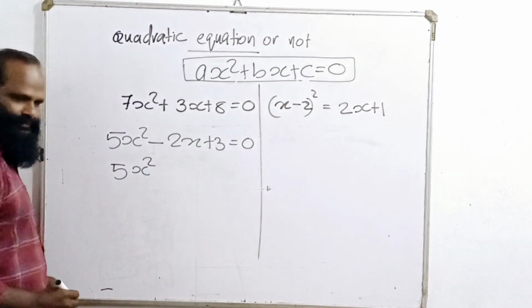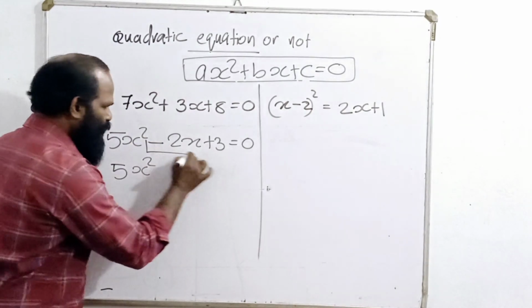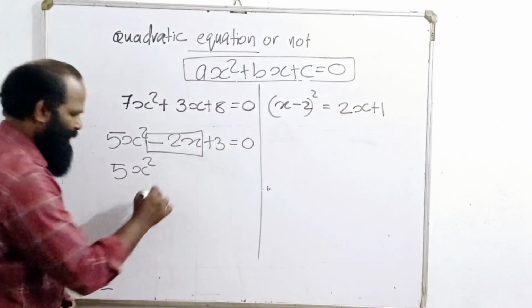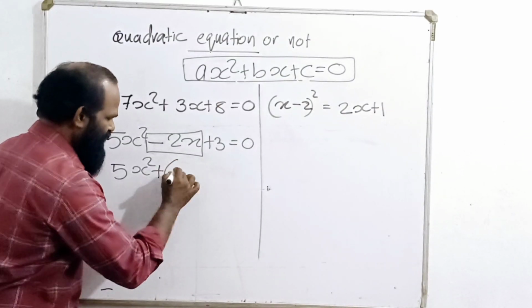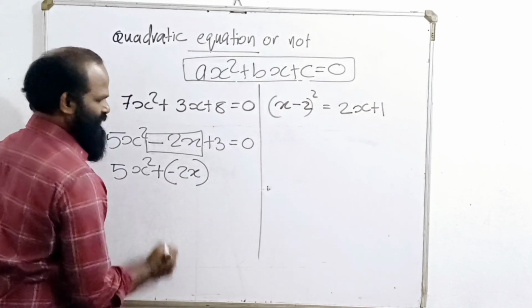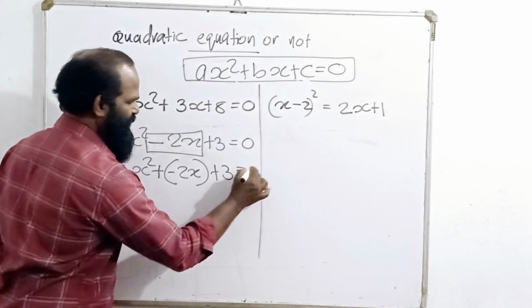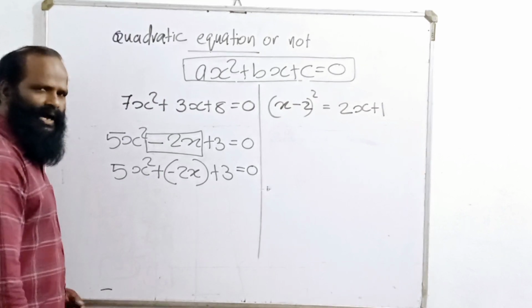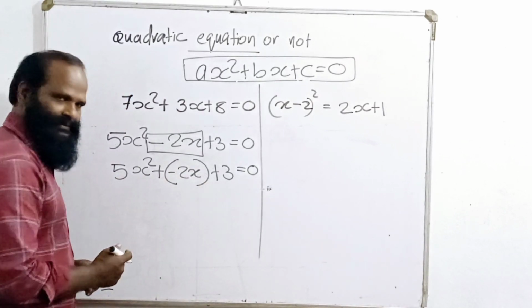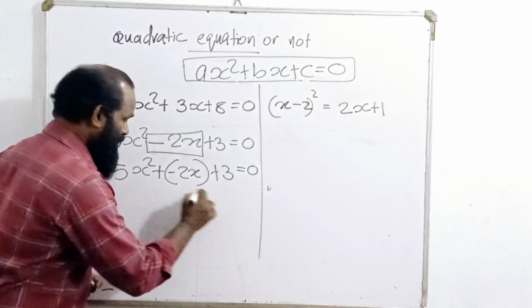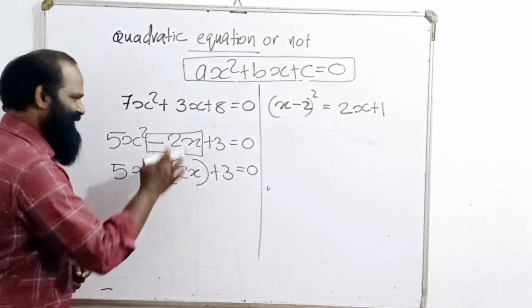5x². Minus 2x can be written this way, plus minus 2x, plus 3 is equal to 0. I have made a slight change over here, but still it doesn't make any difference. Its effect is the same as the previous one.